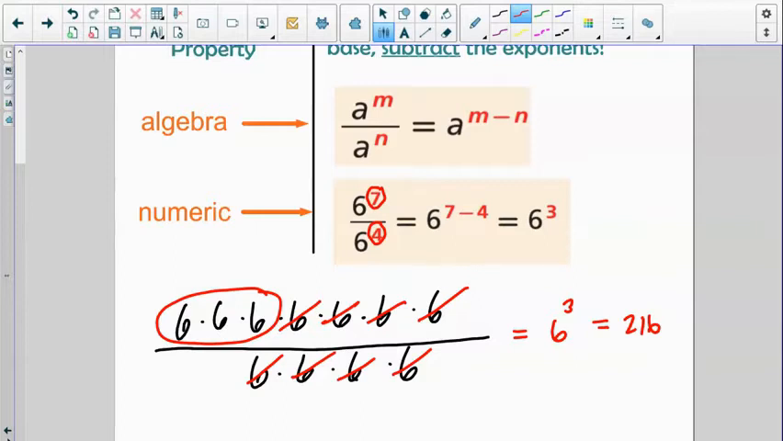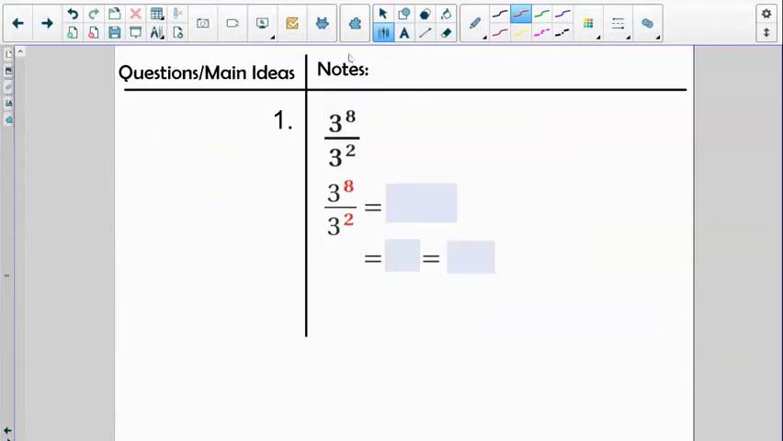So again, we started with 7 of those 6's in the numerator. We were able to cancel out 4 with the 4 6's in the denominator, and that left us with 3 of the 6's multiplied together. So 6 to the 3rd power, or 216. Let's take a look at a few examples.